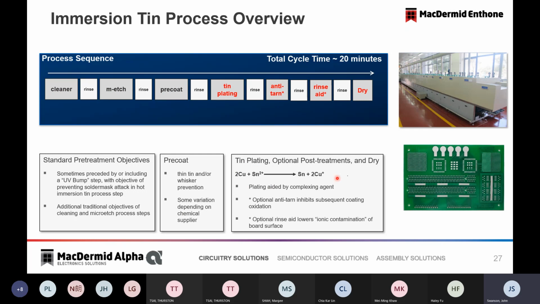This is an immersion reaction, so it's fairly simple. Not quite as simple as silver, but relatively straightforward, where we have copper dissolved into the chemistry and replaced by tin. So we call it a replacement reaction or a displacement reaction, or you could even call it a corrosion reaction, where you're corroding the copper in a controlled way. Some copper enters your chemistry and the tin is deposited on the circuit board. The cycle here is about 20 minutes. So I would call this moderately complex when compared to simple processes like silver and OSP.